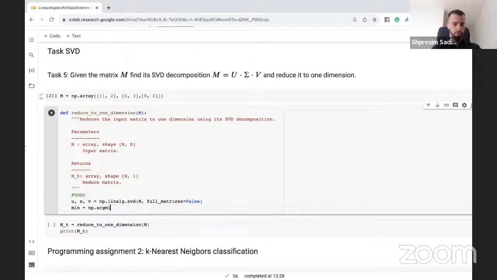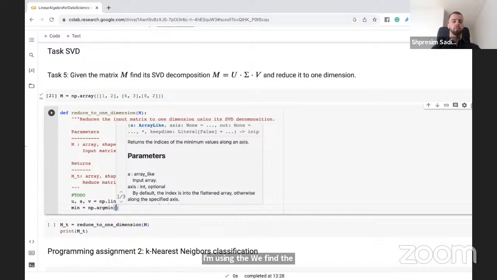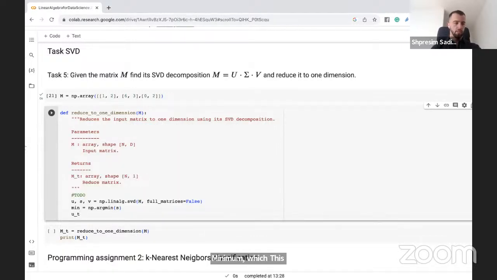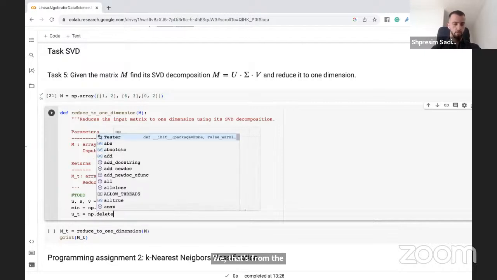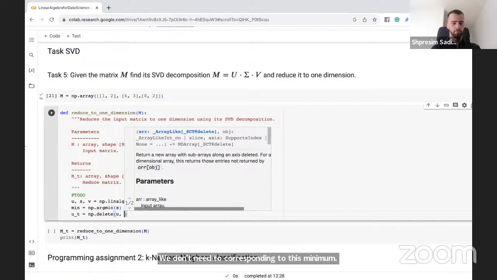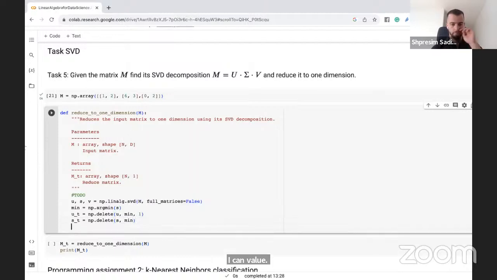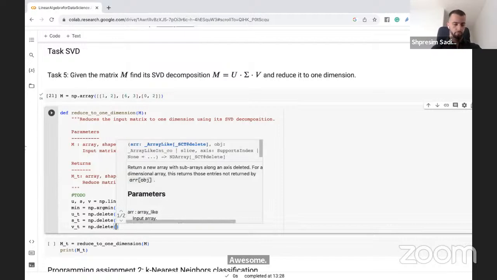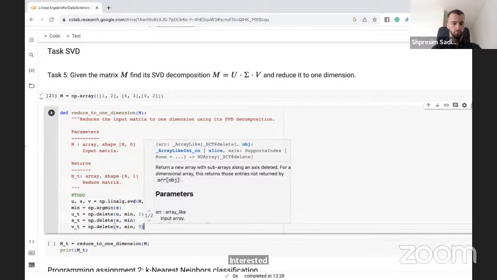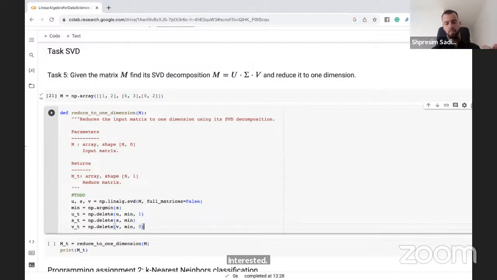We find the minimum which contains the smallest eigenvalue. We delete the eigenvector corresponding to this minimum eigenvalue. We also delete this from the matrix sigma, and also from the matrix V. But note that now the matrix V is transposed, so we take the first dimension.